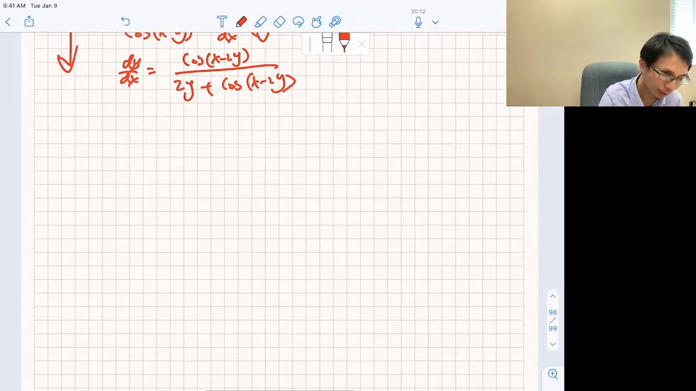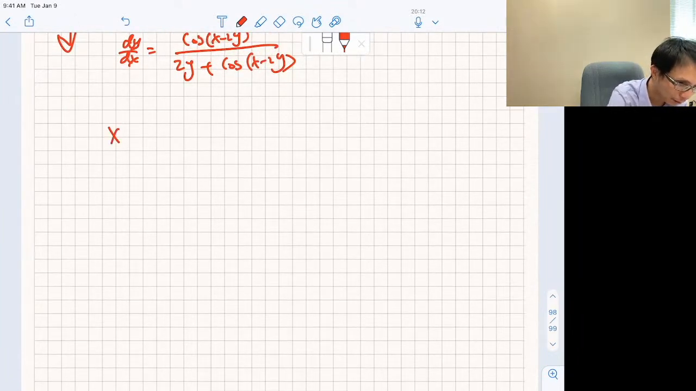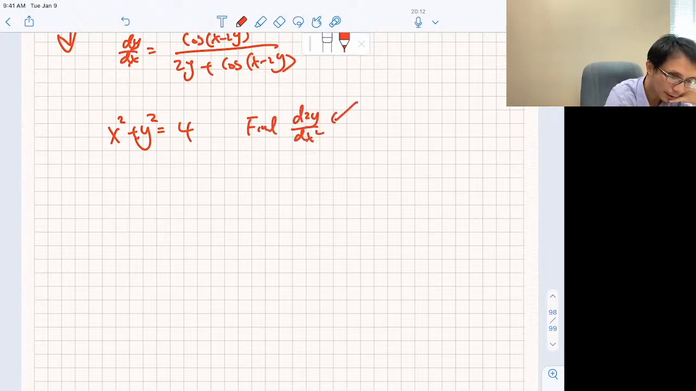Second one, what is a double derivative? Well, for the double derivative example, I'm going to give you x squared plus y squared equal to 4. And let's just say they will say find d2y/dx2. This means the second derivative. And the second derivative is pretty easy.